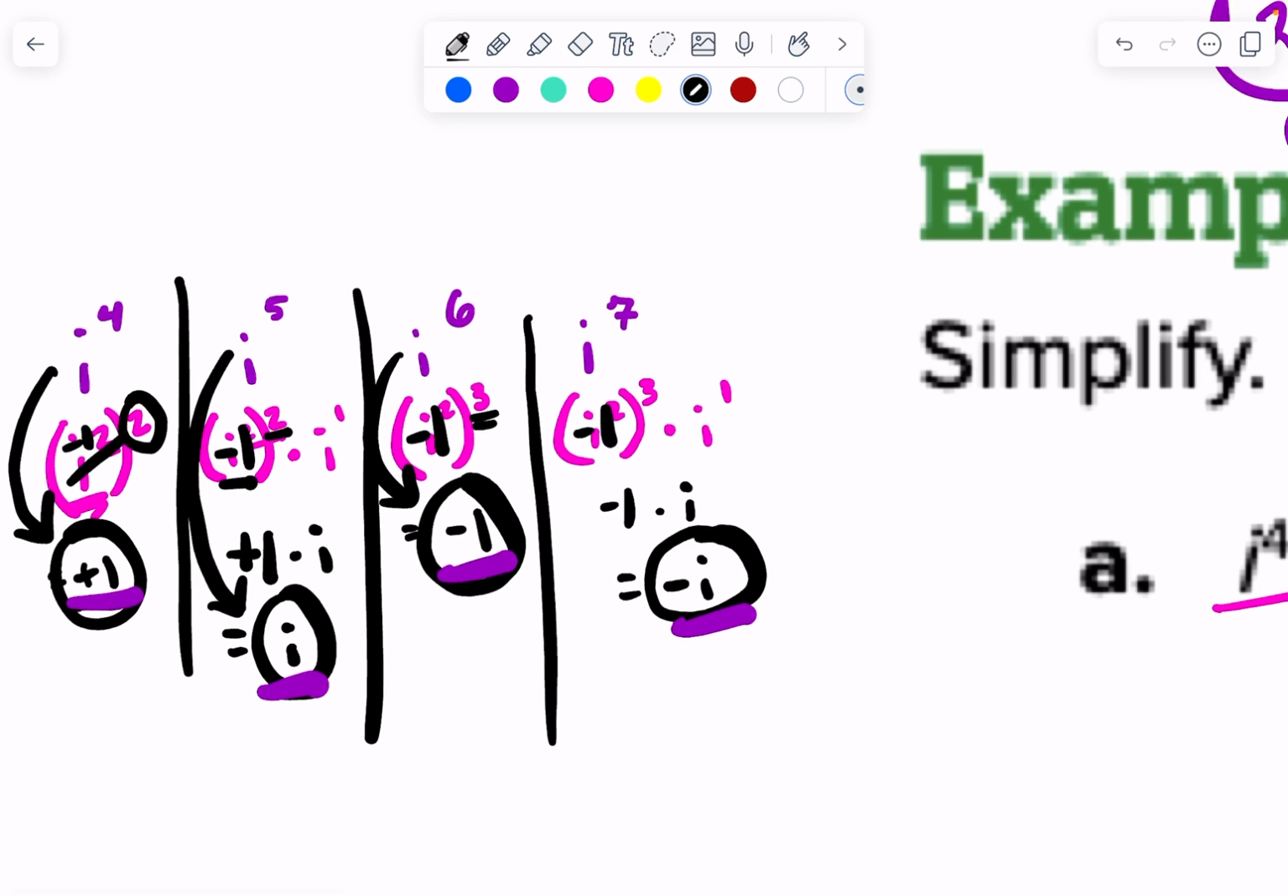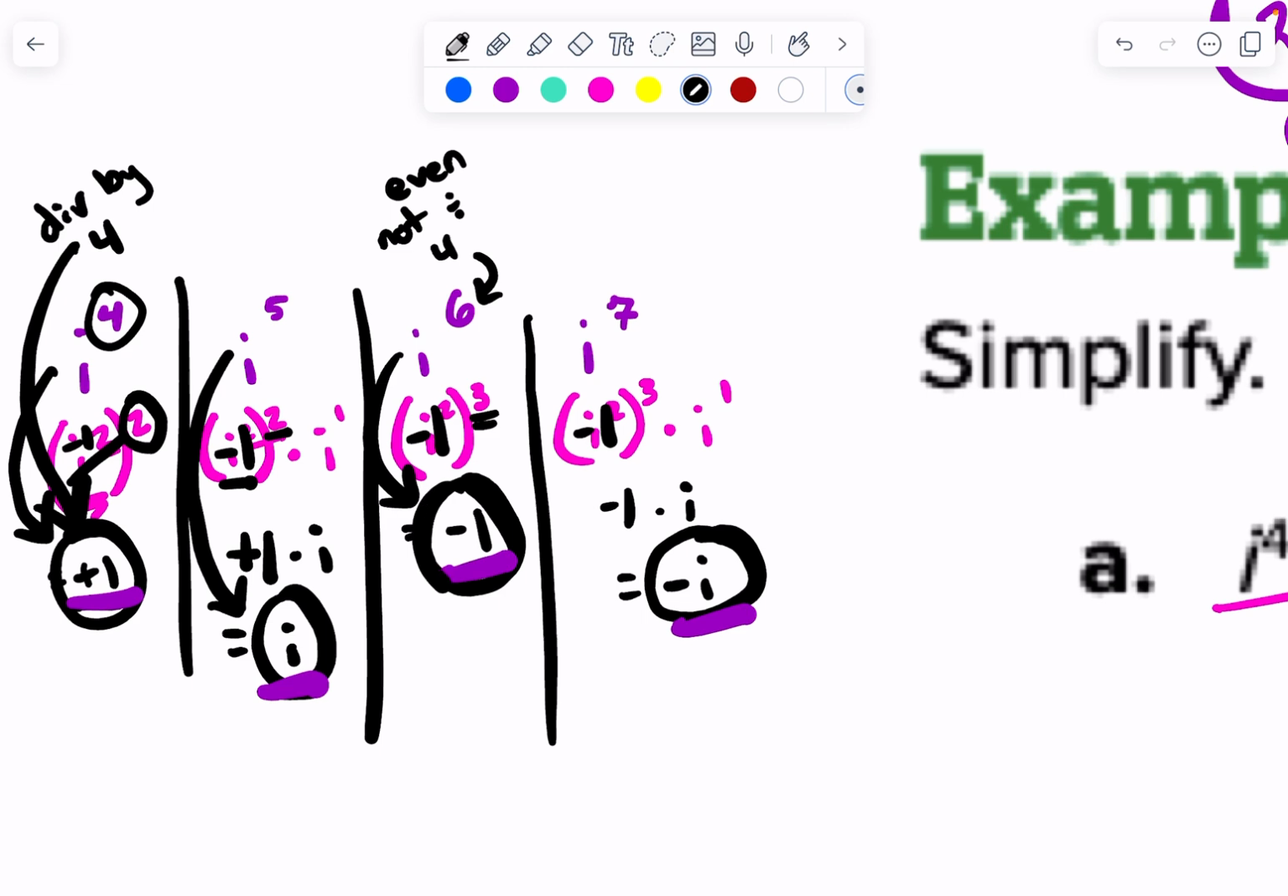Now you might also have this one figured out. If it is an exponent that's divisible by 4, here's how you cheat. If it's an exponent that's divisible by 4, automatically it's going to be 1. If it's even, but not divisible by 4, like 6, it's going to be -1. You don't have any i's hanging off, but because it's an even number that's not divisible by 4, you are going to have a -1.